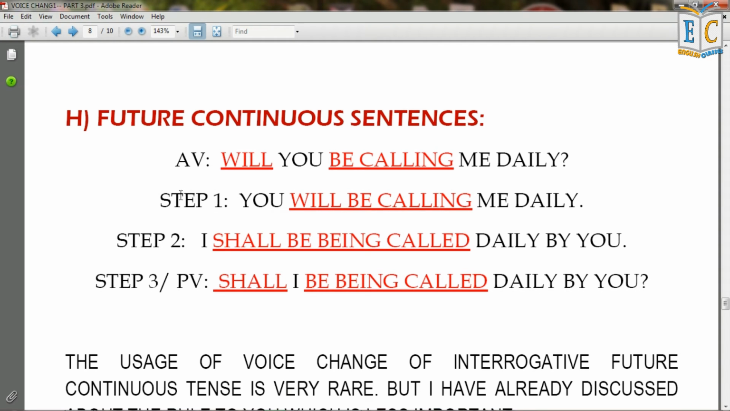Future continuous tense. Active voice, will you be calling me daily? Step 1, it becomes you will be calling me daily. In step 2, it becomes I shall be being called daily by you. And in step 3, or passive voice form, it becomes shall I be being called daily by you.